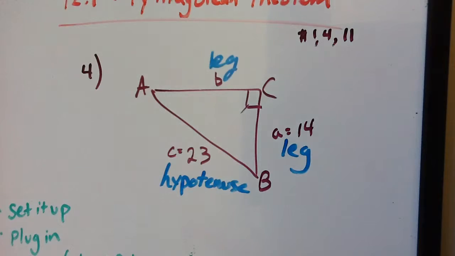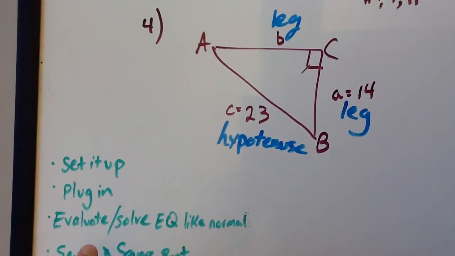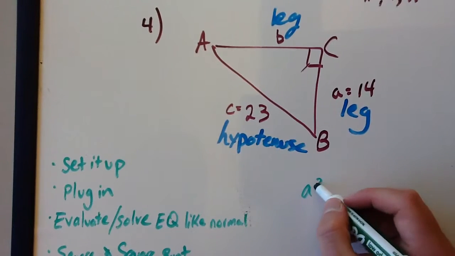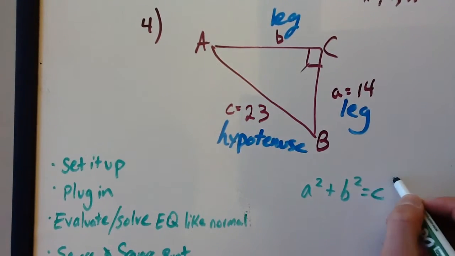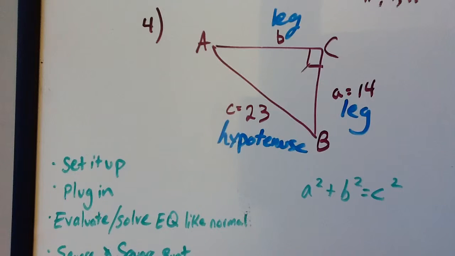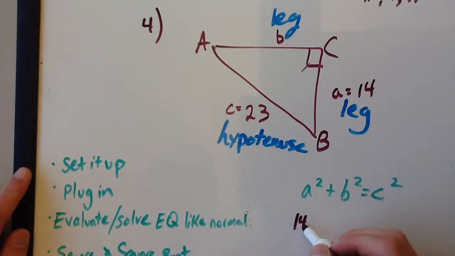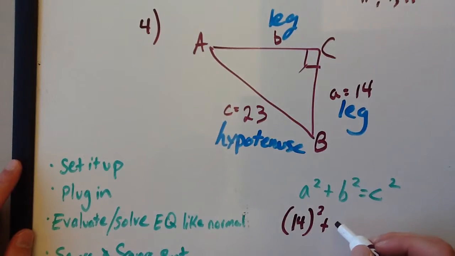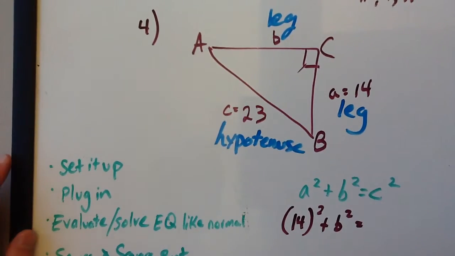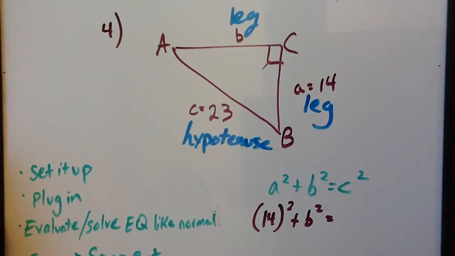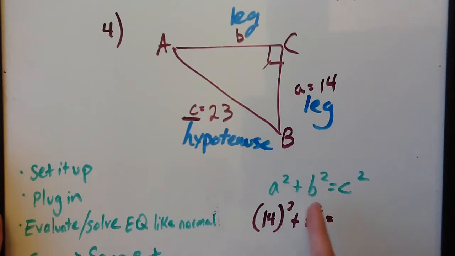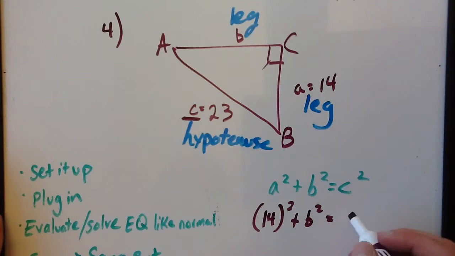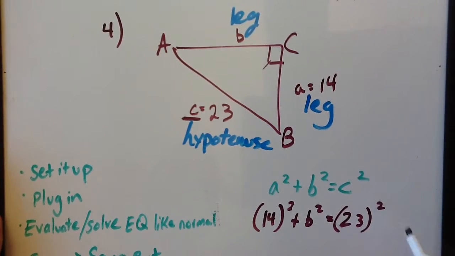So if I'm going to solve for B right here, of course I set it up first. I set it up by putting A squared plus B squared equals C squared. Then I plug in the values that I know. Well, I know A, right? A is 14, so I'm going to plug that into parentheses, 14 squared, plus B squared. I don't know what B is, so I'm just going to leave that for now, B squared, equals C squared. Well, what is C? I know that C is 23. That is the hypotenuse. C is always the hypotenuse, right? In this equation, A and B are legs. C is the hypotenuse, so 23 squared.